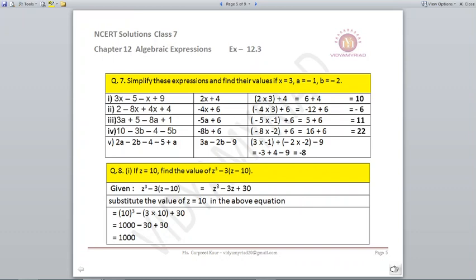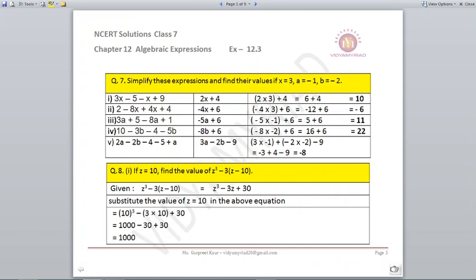Next, 10 minus 3b minus 4 minus 5b. Now what is minus 3b and minus 5b? 5 plus 3 is 8. But the sign will be minus. So minus 8b plus 10 minus 4 is 6. What is the value of b? We have to put minus 2. Minus 8 into minus 2, that is 16. 16 plus 6 is 22.